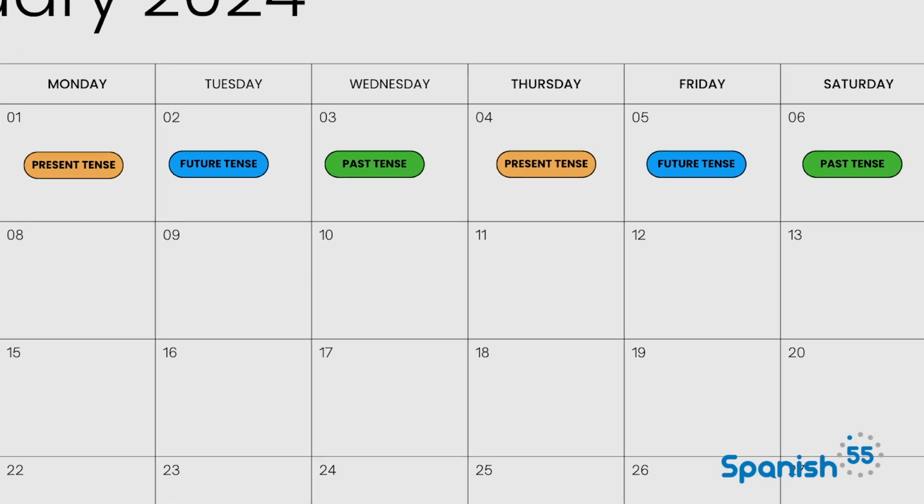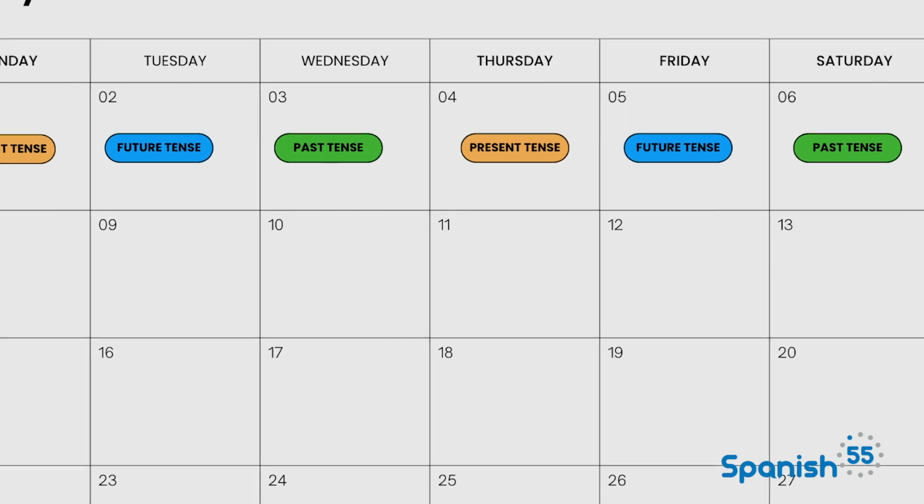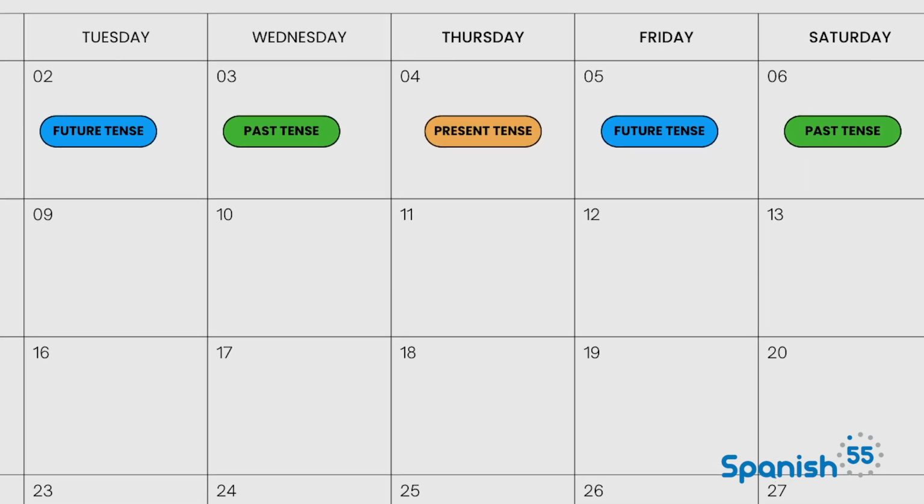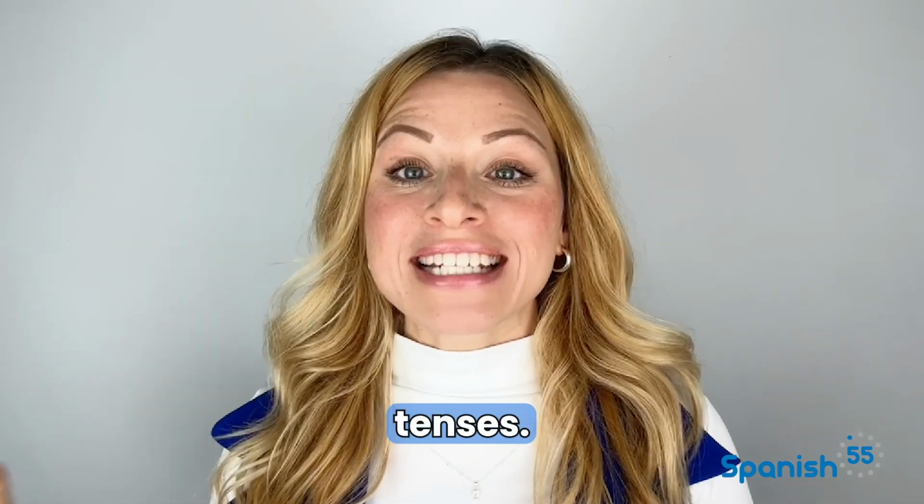Then the next day you're going to work on the future tense. Then the next day you'll practice the past tense, and so on until you get through all of the tenses for that one AR verb that you've chosen. In about a couple weeks, you will know all of the AR tenses. Remember, we're still working with the same word.